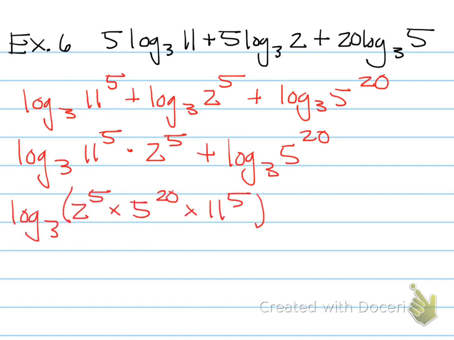And whenever you're writing these out, you want to put a multiplication sign in between. In Go Formative, I believe it's an X. Put the factors in numerical order, so the smallest base to the biggest base.